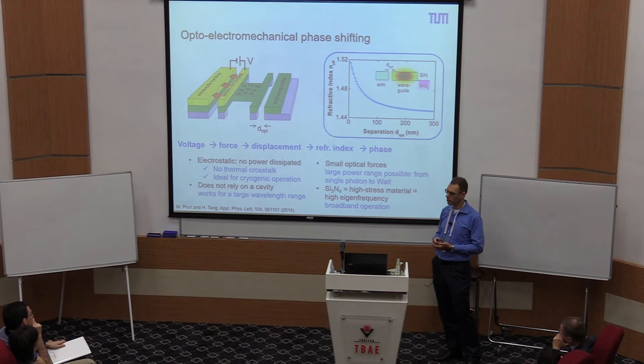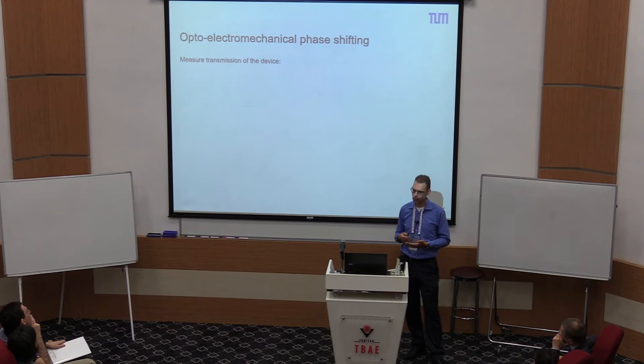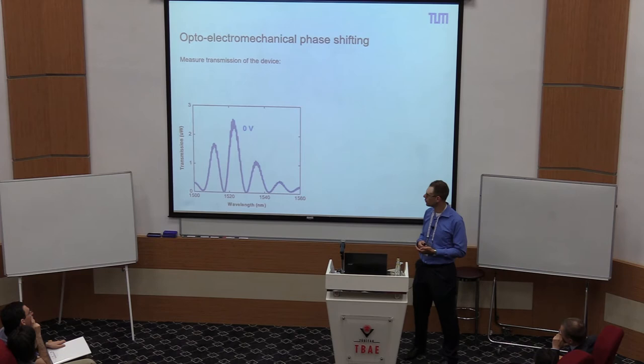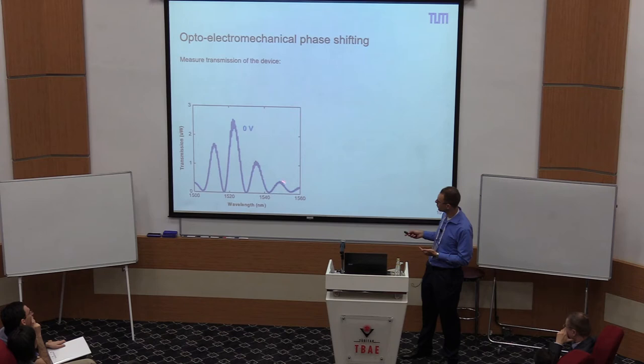So how does that work? Well, first of all, what we can do is we can measure transmission through our device, through our Mach-Zehnder interferometer, and then we get a curve that looks like this. The overall shape that you see here, the envelope, is given by the transmission of the grating coupler. And then on top of that, you see these fringes here. These are the fringes from the unbalanced Mach-Zehnder interferometer. So this is now at 0 volts.